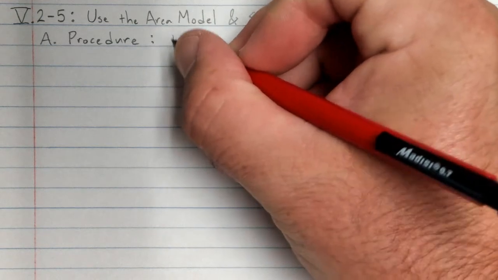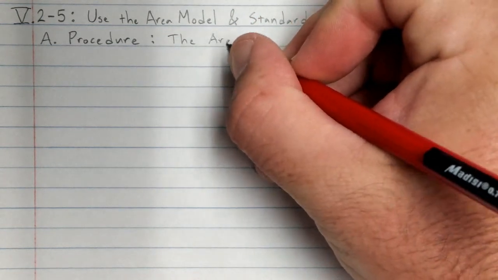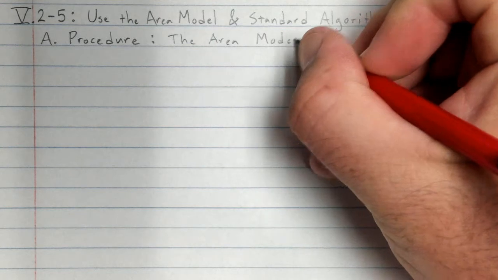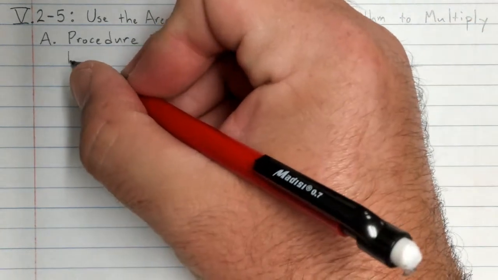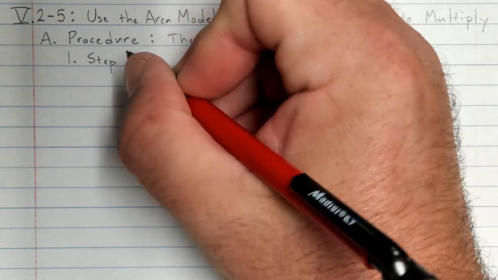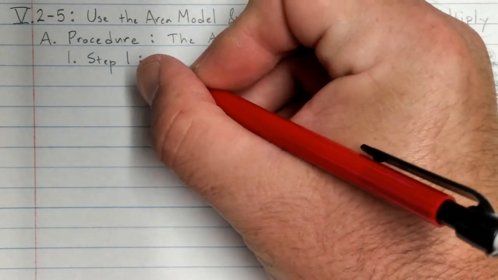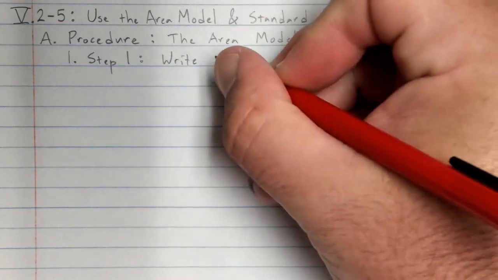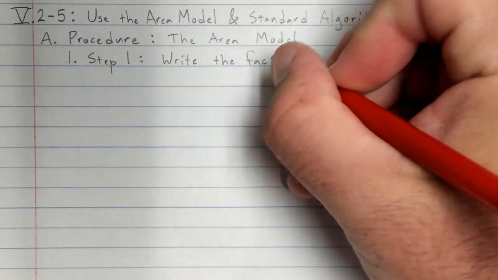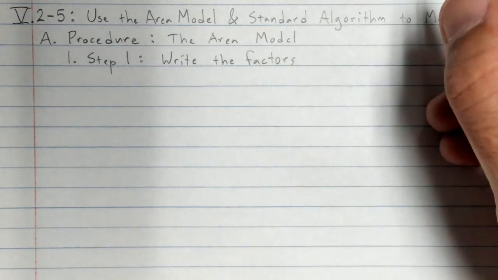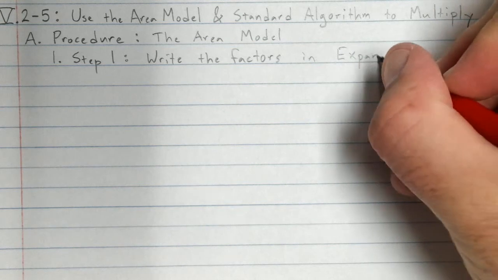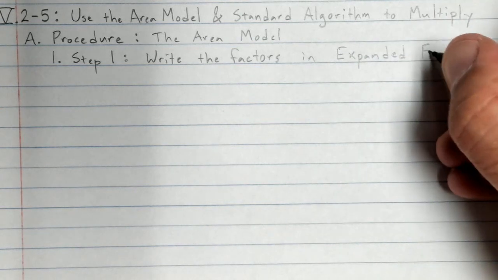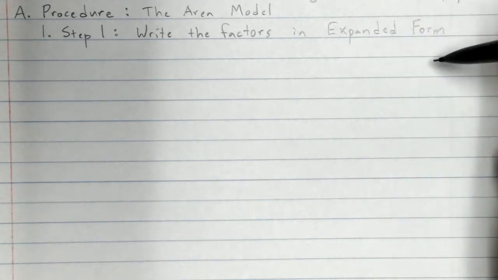Procedure, the area model. Now again, you've seen a little bit of this already, so hopefully it'll look semi-familiar. Okay? First thing you're going to do, step 1. You're going to write the factors. Again, factors are the numbers we're multiplying together. Write the factors in expanded form. Now again, a more advanced way, you can write them basically any way you want to break them apart, but please stick to expanded form for right now.